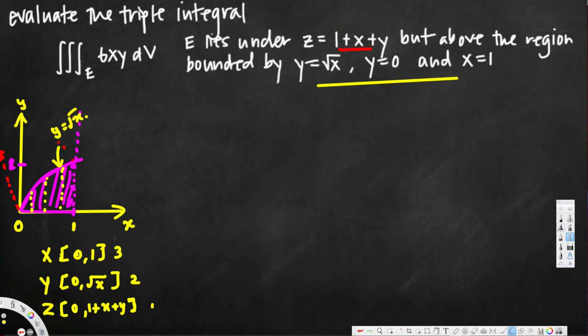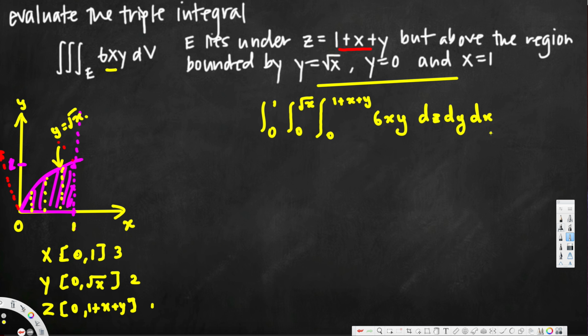Now we start from the outside, so this is going to be from 0 to 1. This is our x, and after that we integrate with respect to y, but this one happens before this one. So this goes from 0 to square root of x, and then we have 0 to 1 plus x plus y. Now the function we are going to integrate is 6xy. We do the integration with respect to z first, and after that y, then after that x.